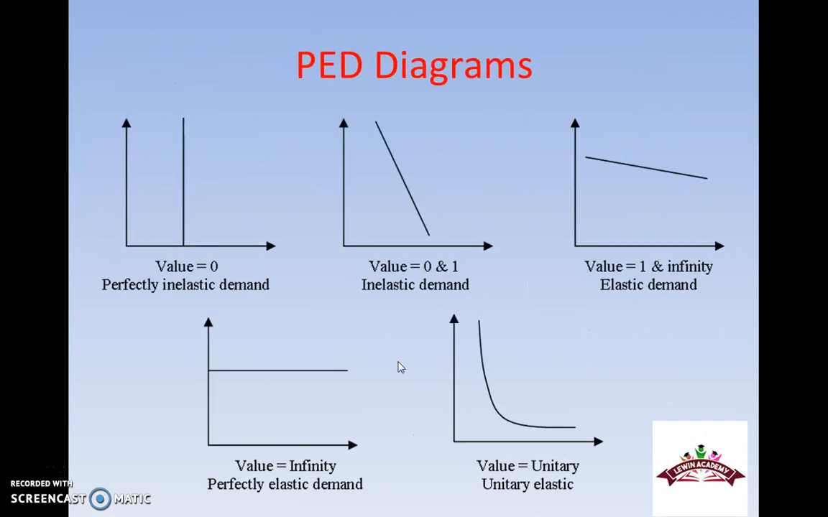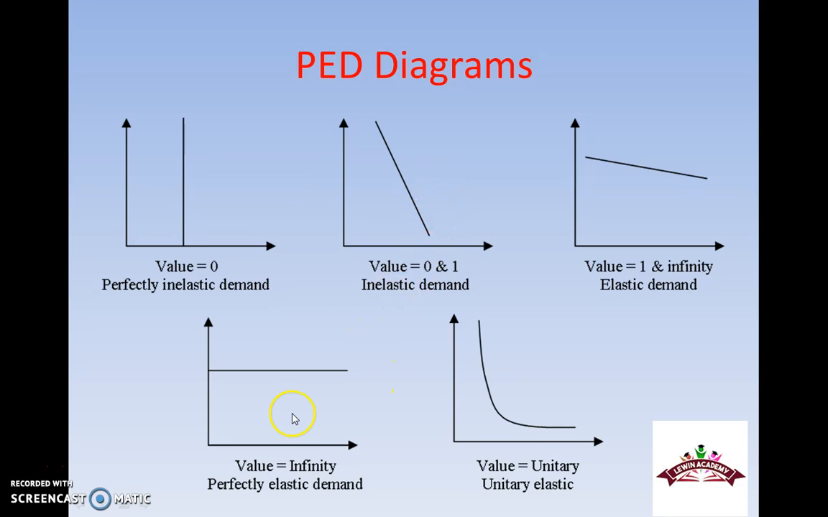Alright, so let's look at the diagrams that are associated with the different interpretations of elasticity. For the first diagram right here, that's a perfectly inelastic demand. What I always used to remember it is it looks kind of like an I for inelastic. So it's just a long vertical straight line. For this one, inelastic demand, you basically just tilt the line a little bit. So you can always remember that this is just inelastic.